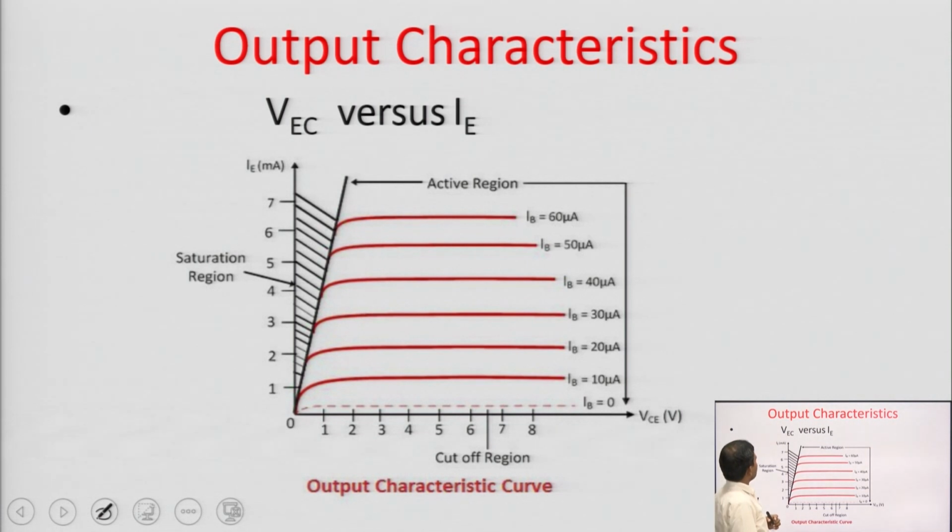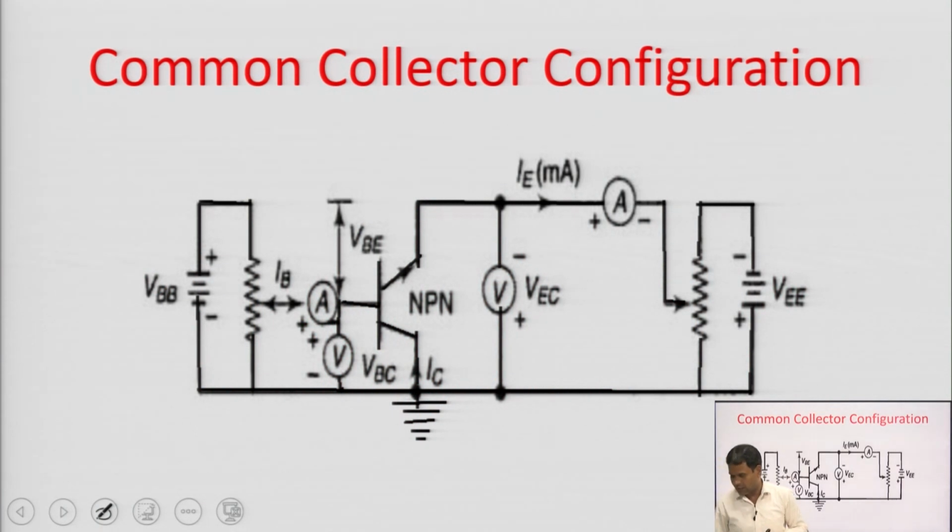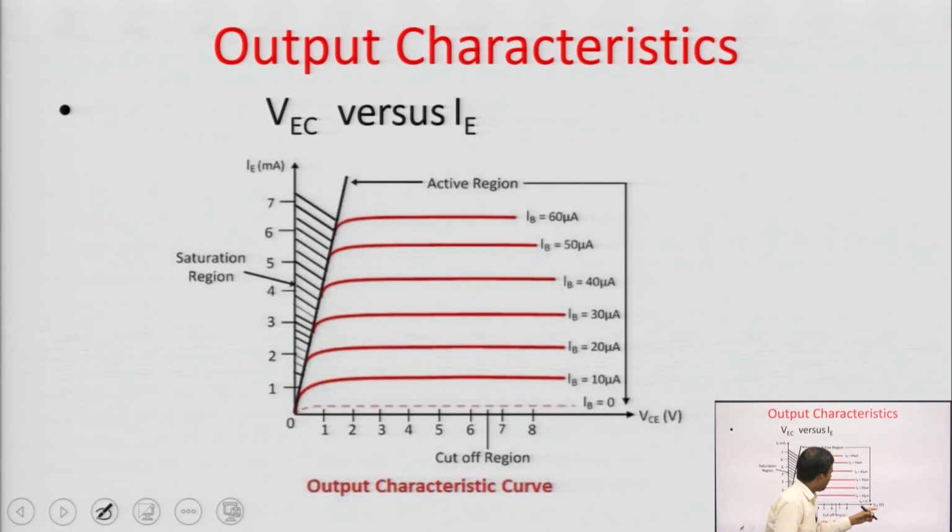Now, this is the output characteristics of the common collector configuration. When we draw the output characteristics, it will be drawn between VCE versus IE. Why have I written VCE here? Because the emitter terminal is connected with the negative plate of the battery. This means VEC will be negative, so we would have to take it on the negative x axis, but we have taken it on the positive x axis, that is why we have taken VCE here.